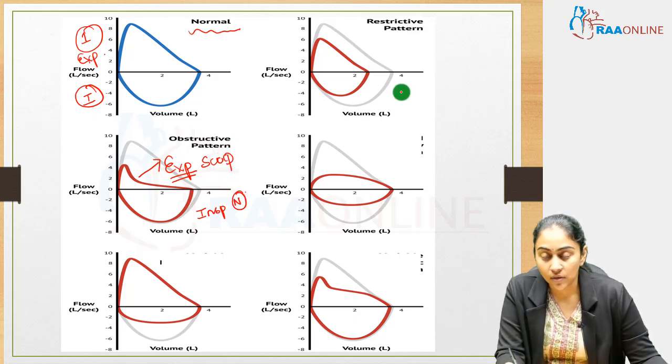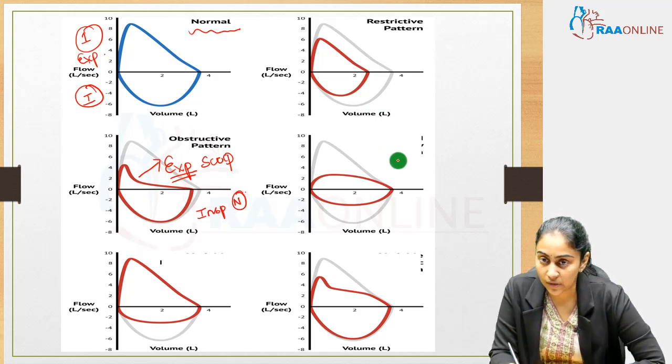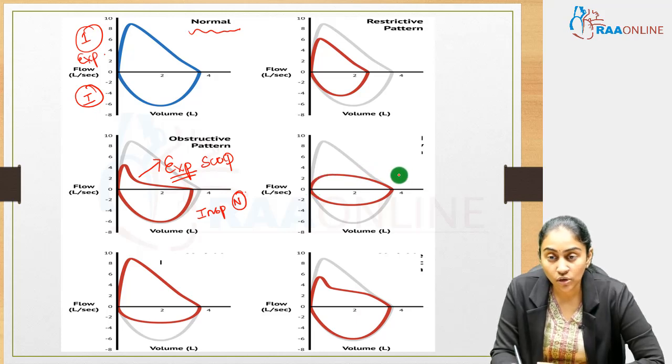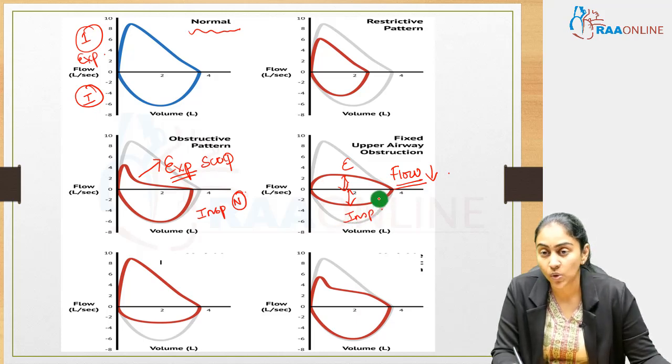Now, restrictive pattern we discussed. Here, what are you able to see? Here, what you are able to see is there is a reduction not in the volumes, only in the flow. So, whenever there is a reduction in the flow, that means definitely there is an obstruction. So, this flow reduction is there symmetrically both during expiration as well as during inspiration. So, that means there is a fixed obstruction, fixed upper airway obstruction.